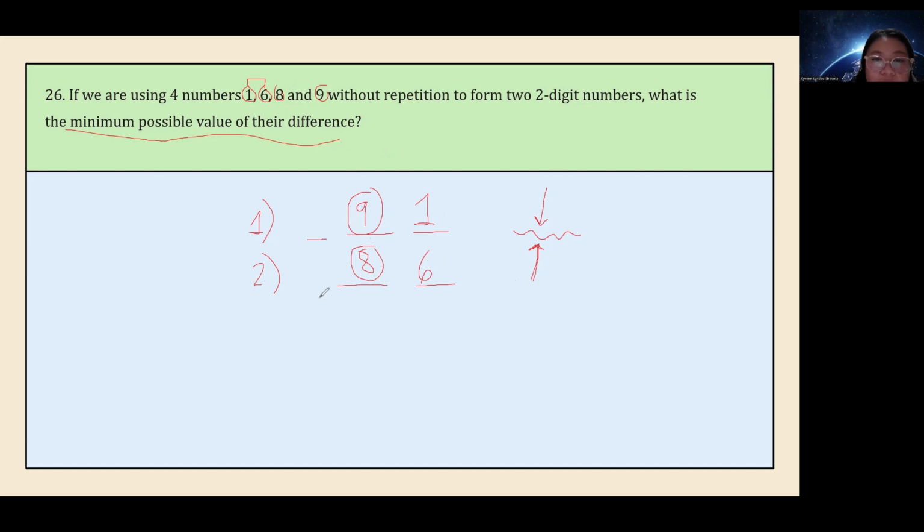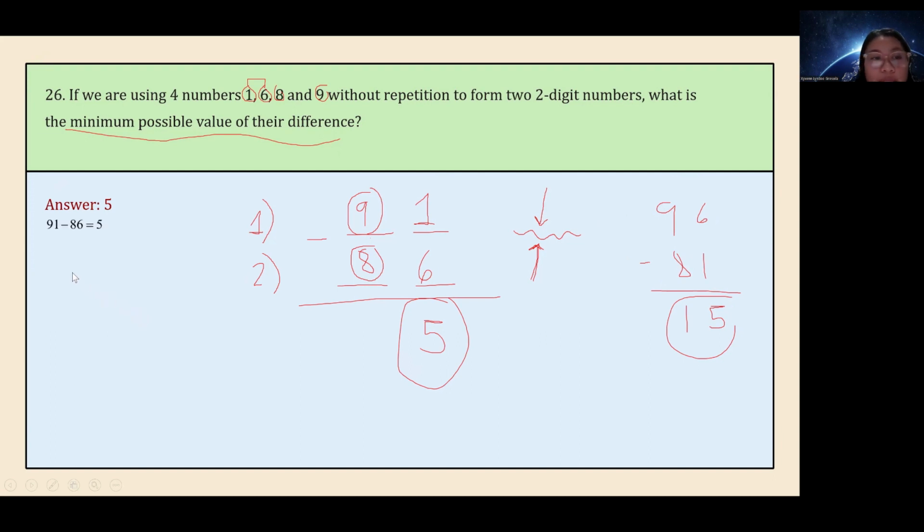So if you get the difference now between 91 and 86, you get 5. 11 minus 6, that is 5. Okay? So, what happens if we interchange them? So, that's 96 minus 81. The difference would be higher. 6 minus 1, 5. 9 minus 8, 1. So, 15. So, therefore, the minimum possible value of the difference is actually 5. Okay?